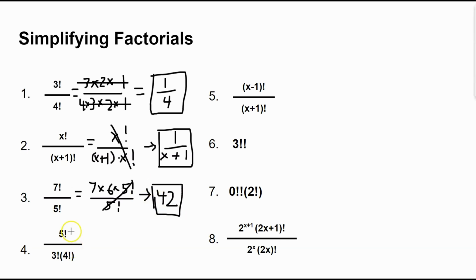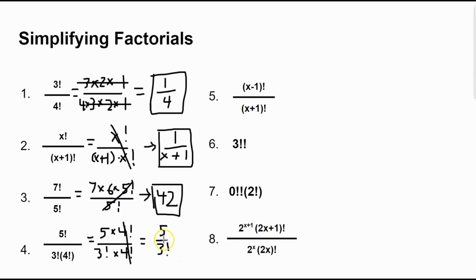With the next example, we have a multiplication happening with 2 factorials. So 5 factorial over 3 factorial times 4 factorial in the denominator. So again, we want to try to cancel out some of these terms. So 5 factorial is equal to 5 times 4 factorial. And let's just keep the 3 factorial and the 4 factorial the same. We can cancel out the 4 factorial and we're left with 5 over 3 factorial.